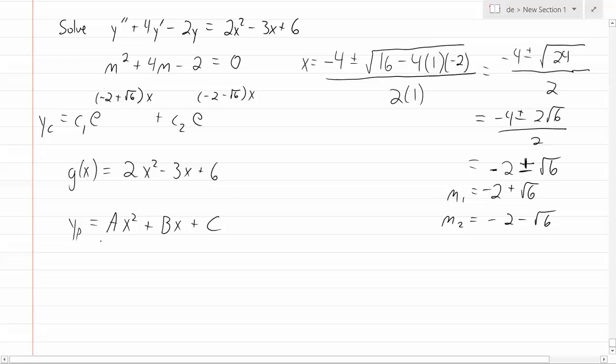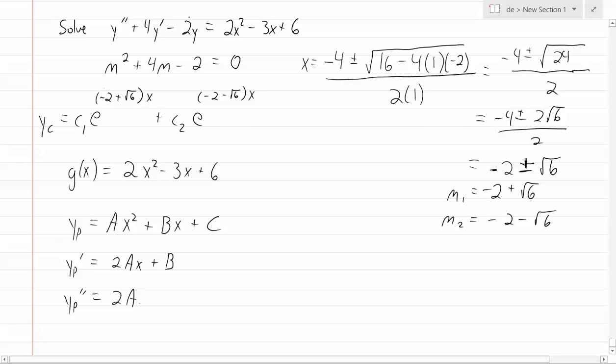So to figure out this particular solution, we need to find y sub p prime and y sub p double prime, and then plug them into the differential equation. y sub p prime is going to be equal to 2ax plus b, and the derivative of c is 0. Then y sub p double prime is going to be equal to 2a, and the derivative of b is 0.